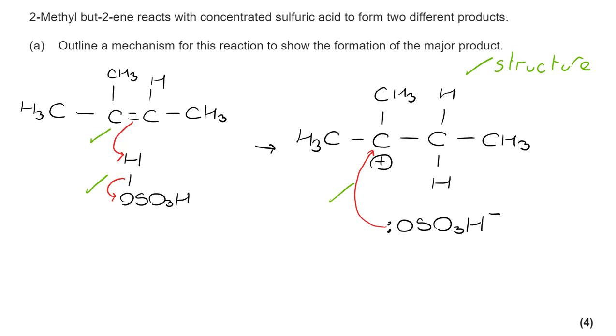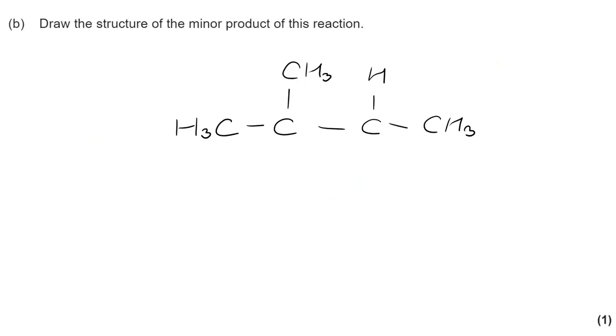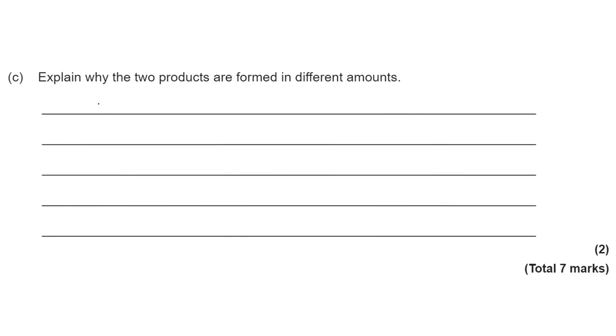Now, in terms of the minor product, let's go back to where I was starting with my intermediate. It's going to be the other way round. So the H will have added onto the carbon surrounded by 3 alkyl groups, leaving the OSO3H joining on with the carbon on the right-hand side. The big question is why, and that's what C is really getting at.